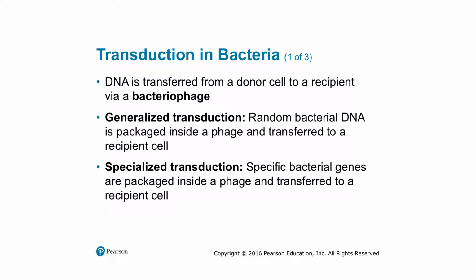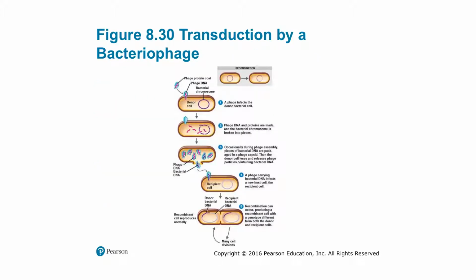So transduction in bacteria is transfer of DNA from a donor cell to a recipient cell via bacteriophage. And you also have two different types of this. You have generalized and specialized transduction. In generalized transduction, random bacterial DNA is packaged inside a phage and transferred into the recipient cell. And so the specialized transduction is where specific bacterial genes are packaged inside a phage and transferred to the recipient cell. And so here's what's happening.